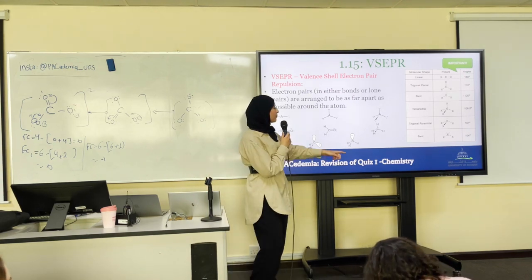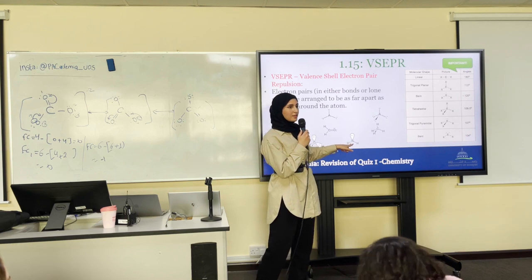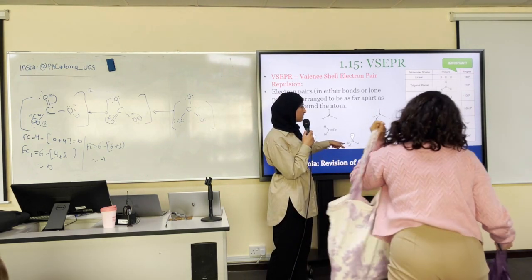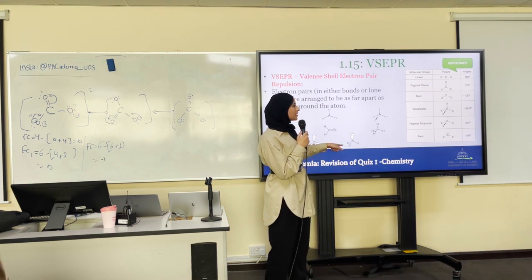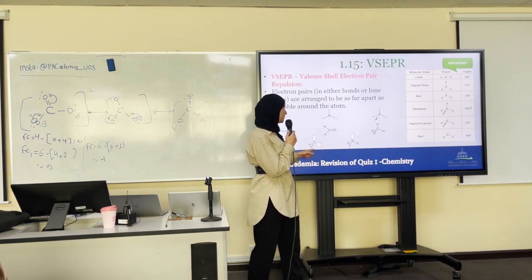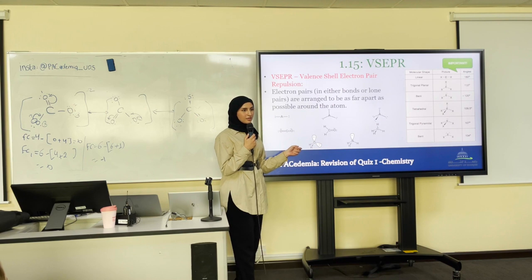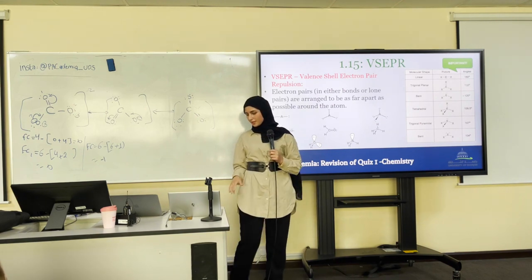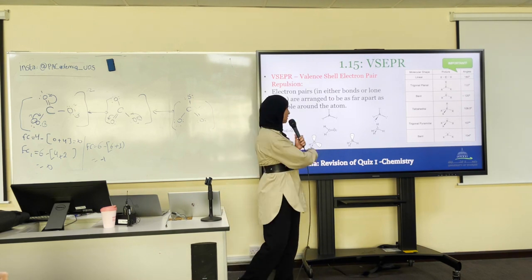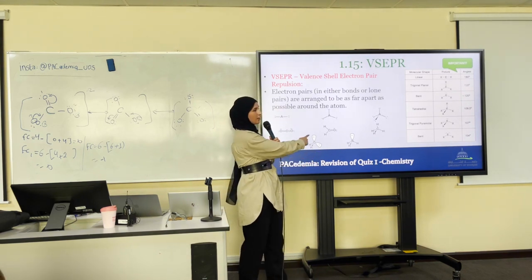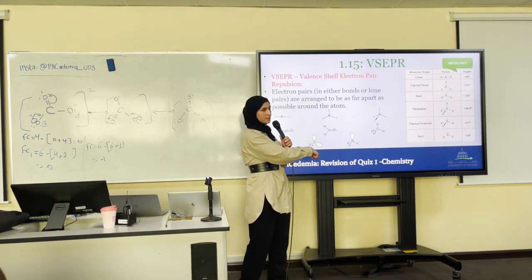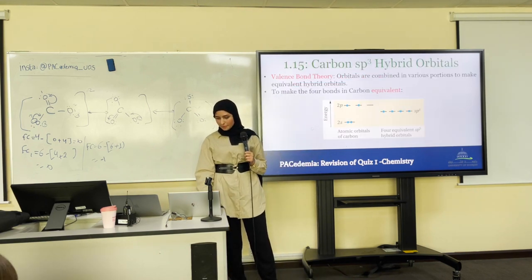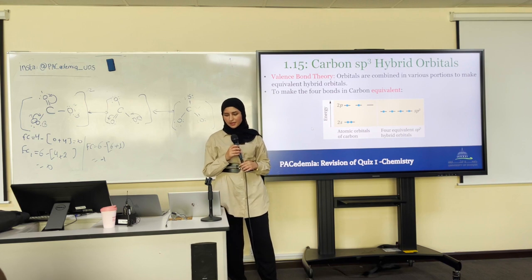So, what can you say for this one? What is the shape? Yes, it will be trigonal pyramidal. And what for this? Yes, it will be bent, because it is bonded to two atoms, and it has how many electron pairs? Two. Okay.